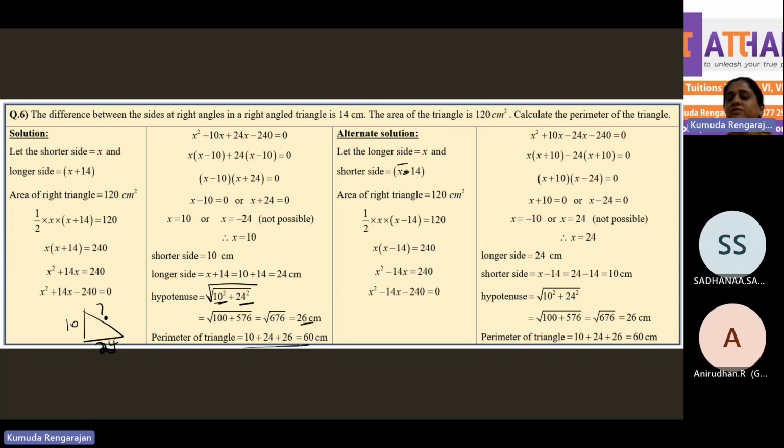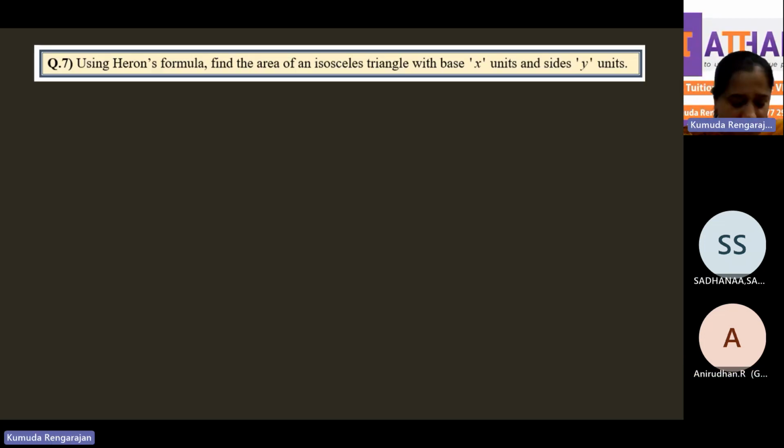Then find the perimeter of the triangle, sum of the three sides. All right. Yeah, the second method is similar. The alternate method is similar. The assumption is different, that's all. So all of you understand how to find the hypotenuse? Online students, any questions? No, ma'am. All right.